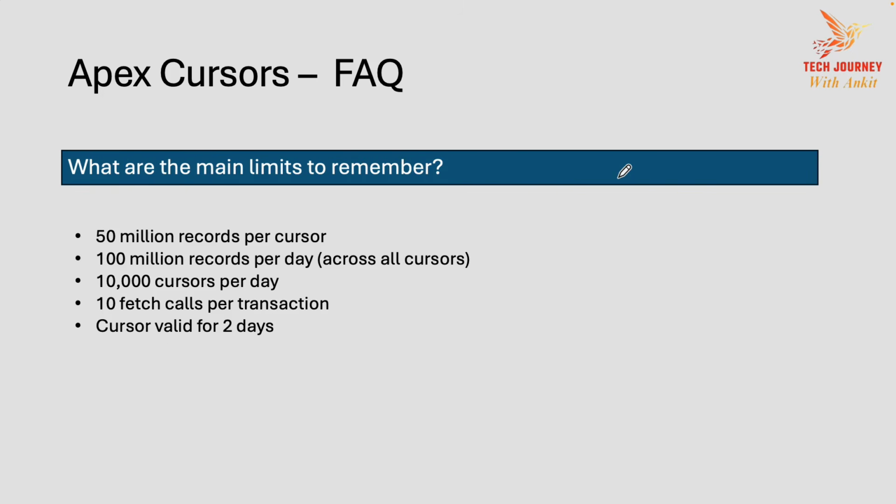Now, what are the main limits that you want to remember? Number one, 50 million records per cursor. Number two, 100 million records per day across all cursors. Number three, 10,000 cursors can be created per day. Number four, 10 fetch calls per transaction. And last, a cursor is valid for 2 days. These are the 5 key limits that you should remember whenever you are working with the Apex cursor.